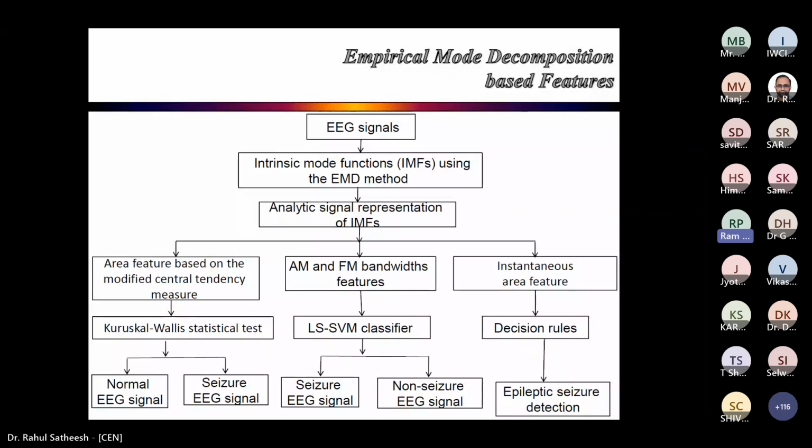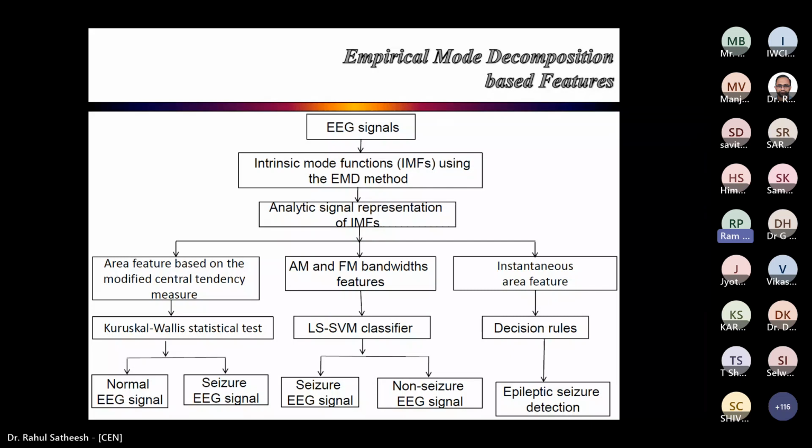In the second methodology, we have computed amplitude modulation and frequency modulation bandwidth features. These features are given as input to a least square support vector machine classifier. Then you can classify seizure and non-seizure EEG signals using such features together with a machine learning classifier, which is implemented using least square support vector machine.